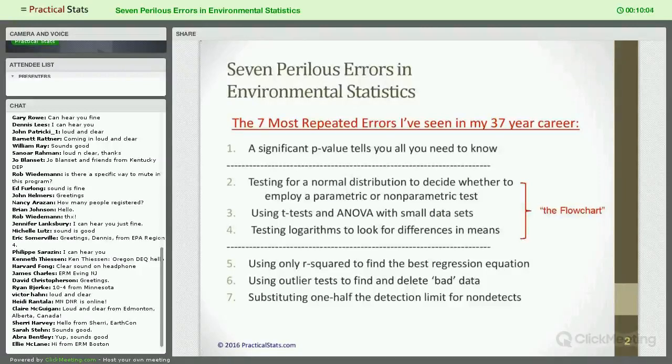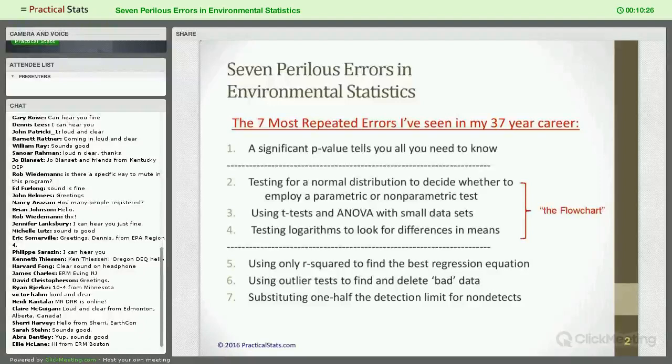The next 3 errors have to do with what I call the flow chart. The basic idea here is that there are 3 errors related with deciding what test to use based on the shape of the data, whether it's a normal distribution or not a normal distribution. And I will give you a better flow chart and a better way of deciding what hypothesis test you should use. So those are 3 errors related to hypothesis tests.